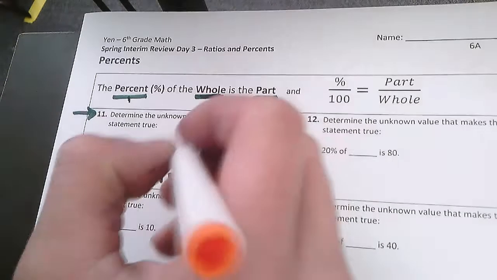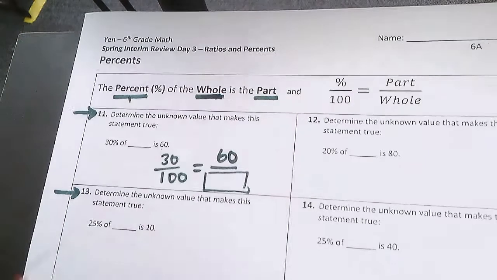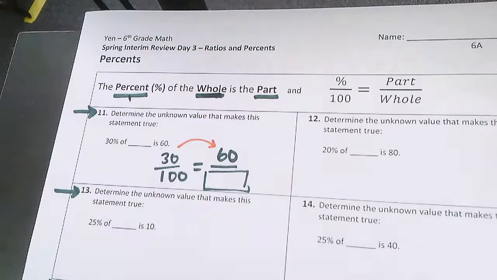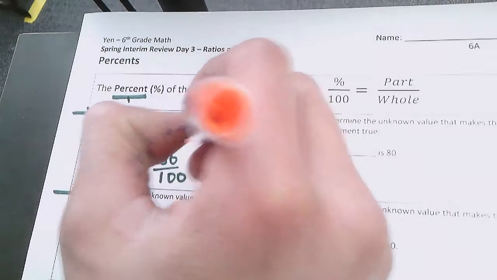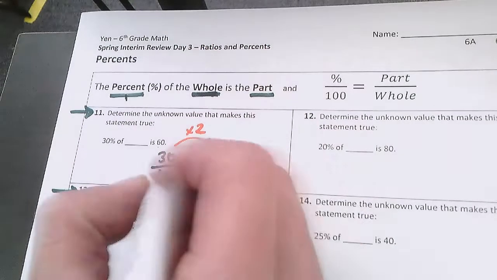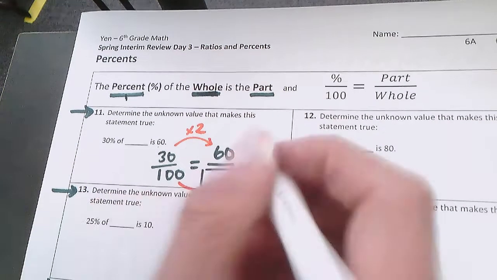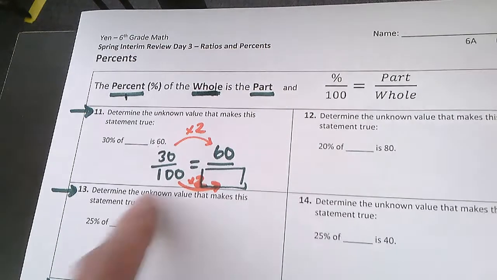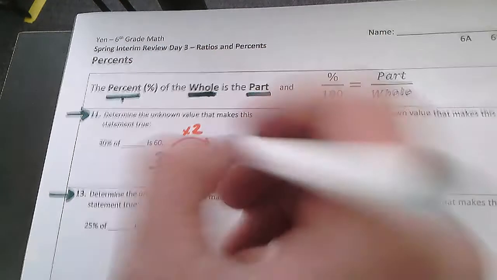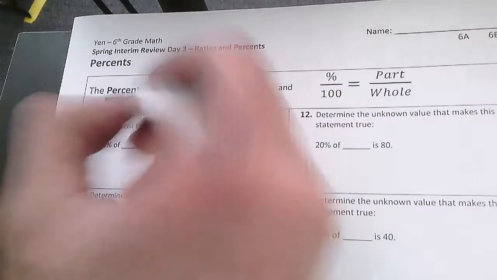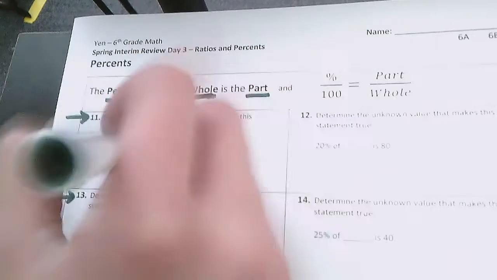And what we can do is look across between these two numbers and see how they're related. 30 and 60, how are they related? Is there some number that I can multiply 30 by to get to 60? Yep, I can multiply it by 2. So if I'm multiplying the top number across by 2, then I can also multiply the bottom number by 2. And 100 times 2 is 200. So I know that 30% of 200 is 60.